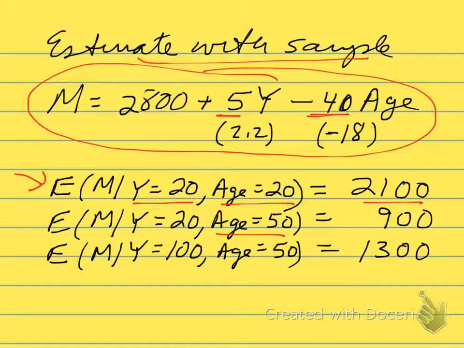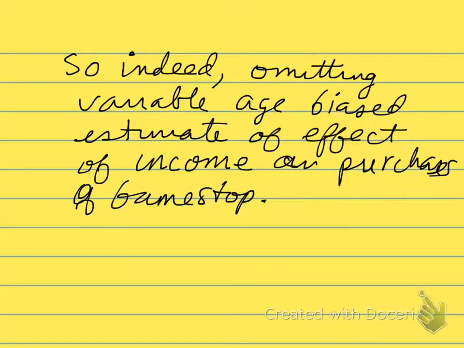And if our expected age were 50, we would be expected to invest a lot less in GameStop. And now we can see that the coefficient on age is quite large, so that if your income went all the way up to $100,000 and your age were 50, you're still investing a lot less than a young person whose income is only $20,000 when we make that comparison. So indeed, omitting the variable age biased the estimate of the effect of income on purchases of GameStop.